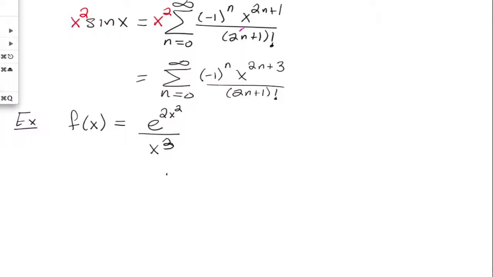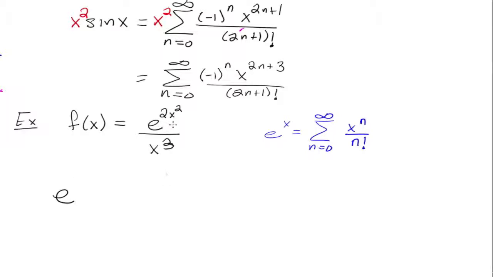Okay, so what should be our starting point? e to the x. So we know that e to the x is equal to the series n equals 0 to infinity of x to the n over n factorial. Okay, so then what should be our next step? Find e to the, not e to the x, but e to the 2x squared, right?